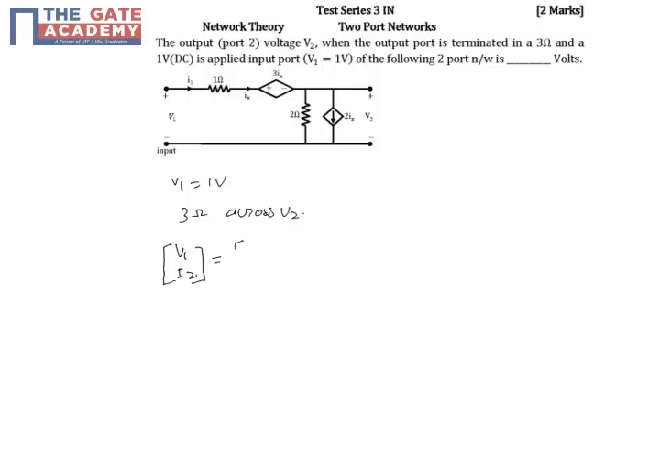is equal to H11, H12, H21, H22, I1, V2. Okay, so first we will determine these values, H11 and H21. So to determine these values, we have to make V2 equal to 0. At least we will be shorting the output. Okay, then the network will be like this.